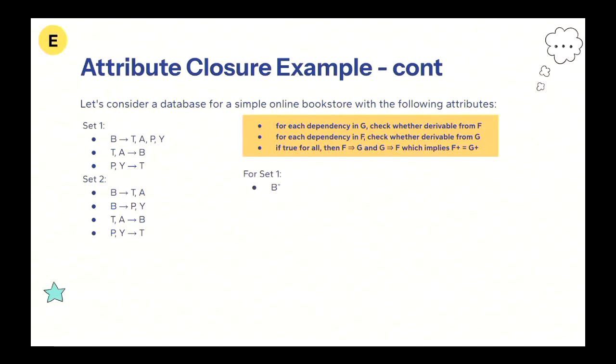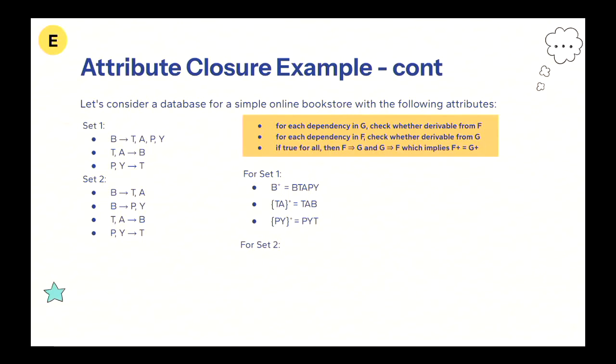So let's try to look into the dependencies in function one. For B, what is the closure for the set of attributes B here in set one? Actually, you also need to include B itself because of the reflexivity, so it could determine itself. So for B, the closure is BTAPY, and what about TA? TAB. Actually, sorry, I just put everything here. What is the closure for PY? PYT. Yes, it's quite obvious.